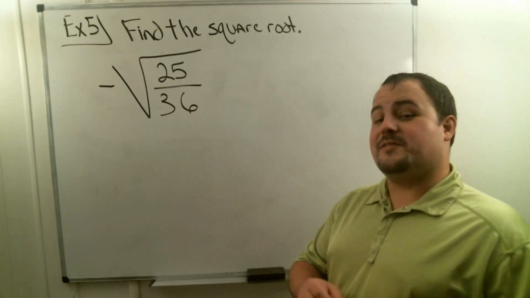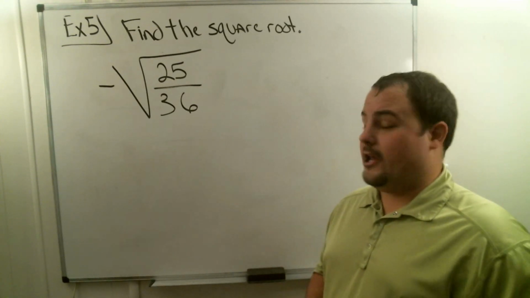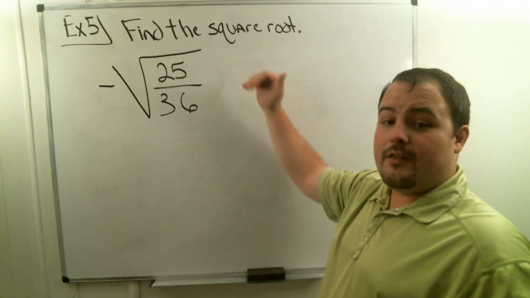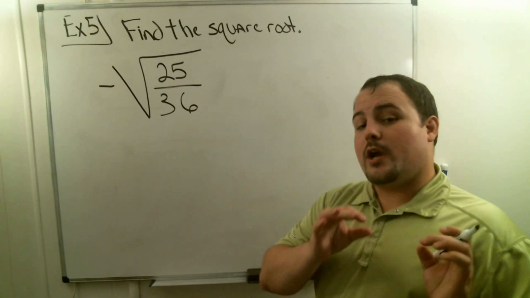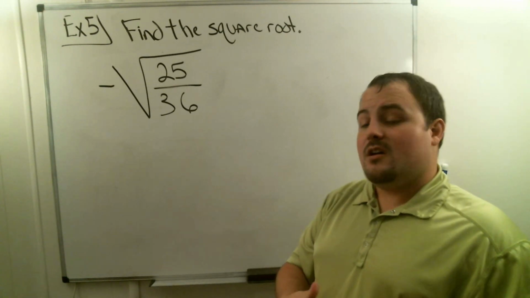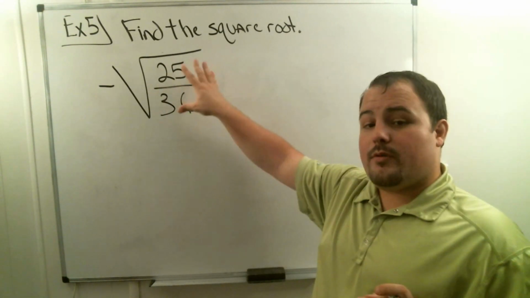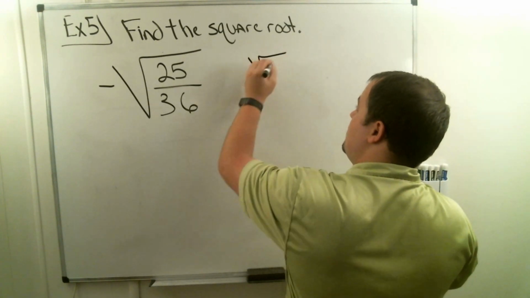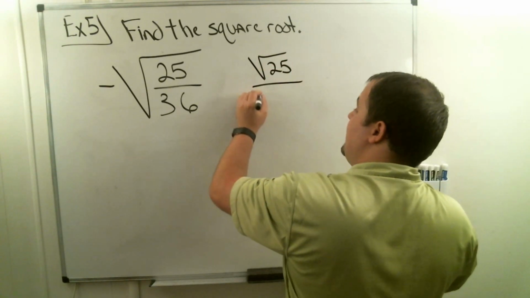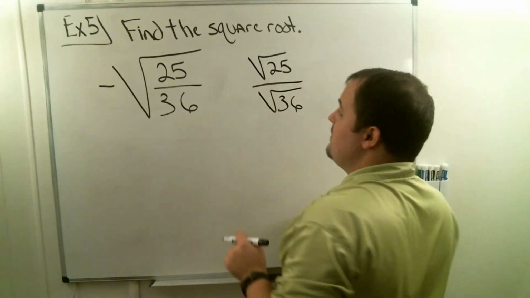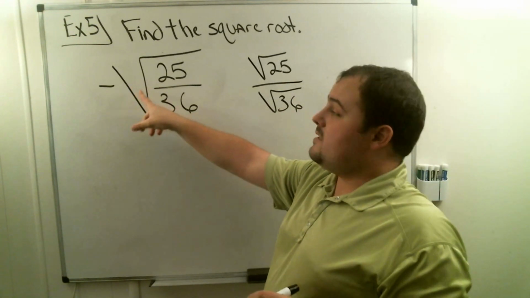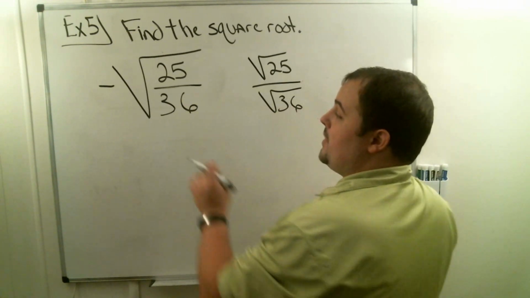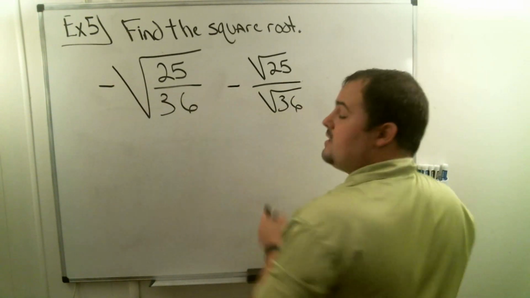In example 5, we have something a little bit different than what we were just working on. We have a negative square root of the fraction 25/36. So we're actually going to do a double square root. Whenever you see an entire fraction underneath the radical sign, that means you're supposed to take the square root of the top divided by the square root of the bottom. So this right here is actually the square root of 25 divided by the square root of 36. But since we have a negative in front, we just want the negative answer.